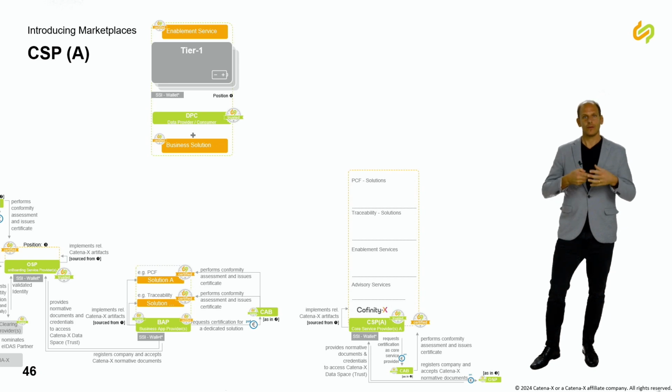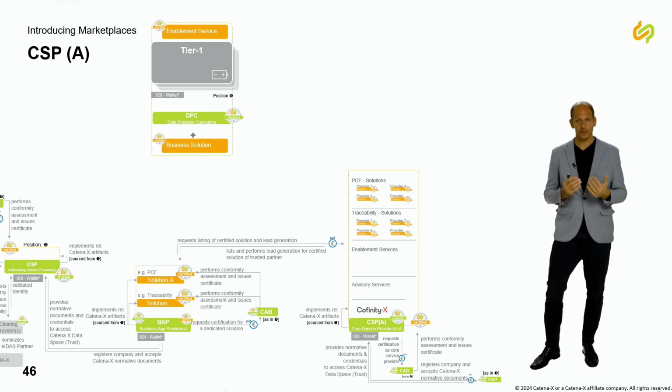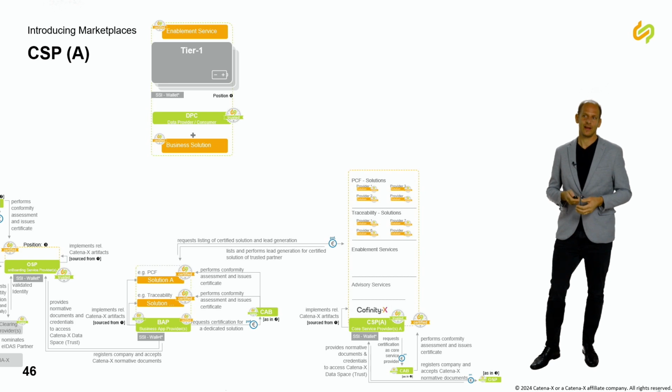And once we have a certified marketplace, of course, the application service provider, the business application service provider, and every application can be put on the marketplace. And every business application also needs to get certified. They take the normative documents, they take the code for the respective use case, they get certified, and then they ask for listing on the marketplace. And then Conformity X in that case, or the core service provider A, will list the application on the marketplace.